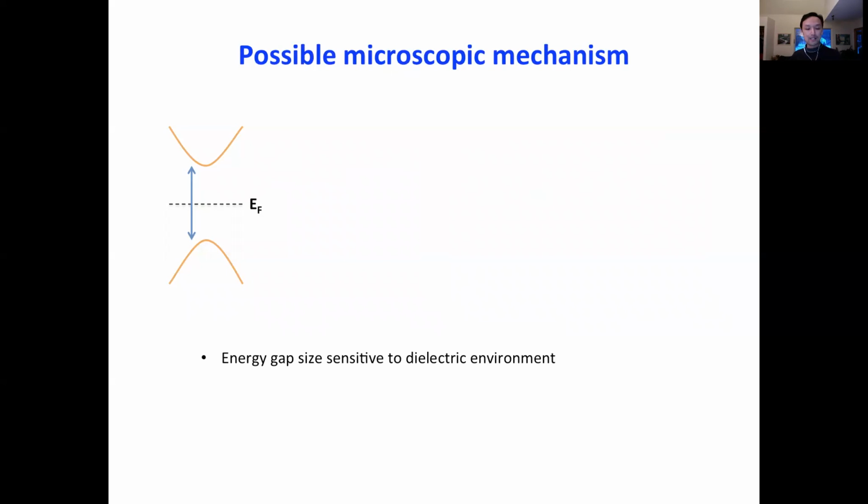It's quite well known in the optics community, maybe less known in the condensed matter physics community, that the energy gap of a two-dimensional insulator is very sensitive to its dielectric environment, because this charge gap for charge excitation is strongly dependent on the dielectric constant of the surrounding environment.